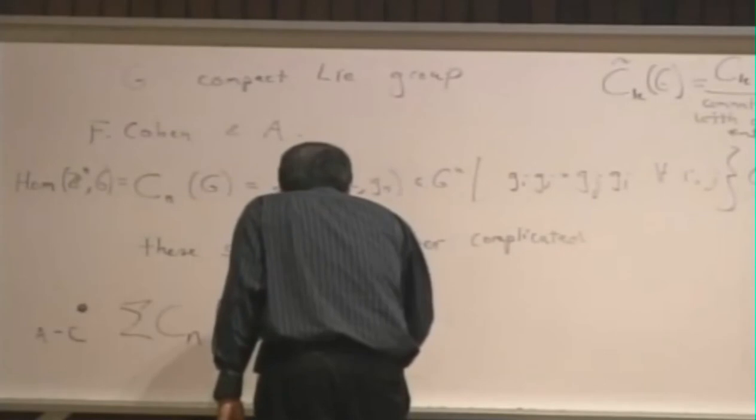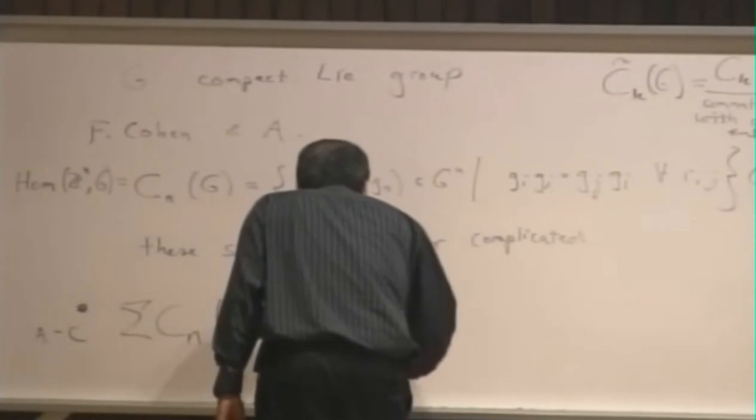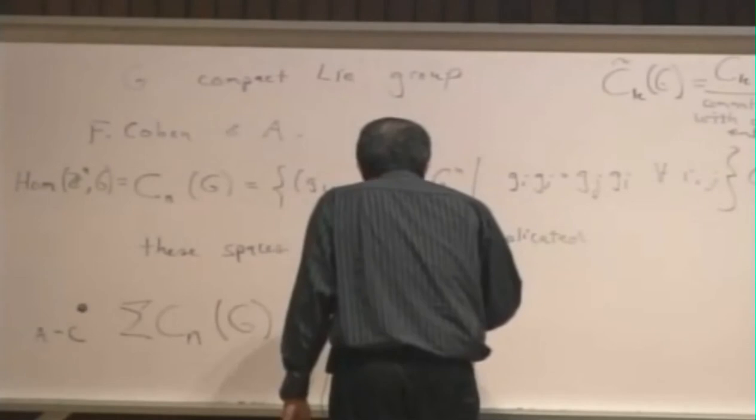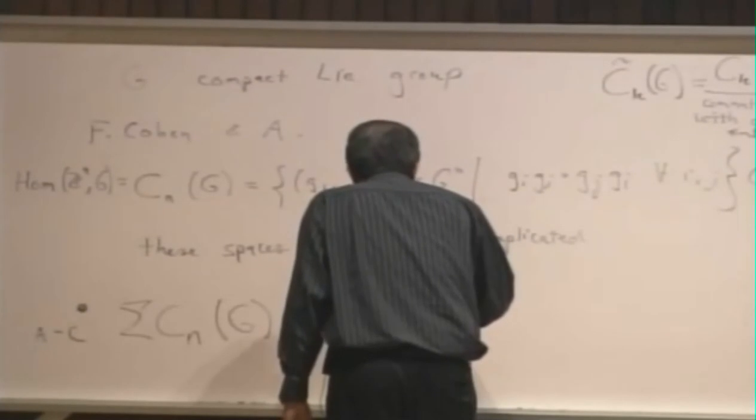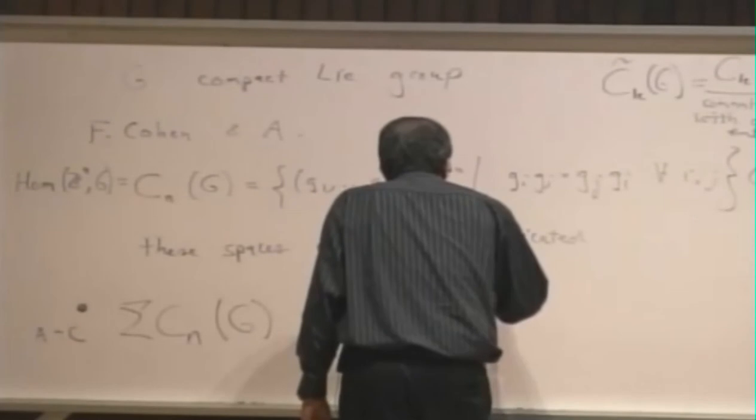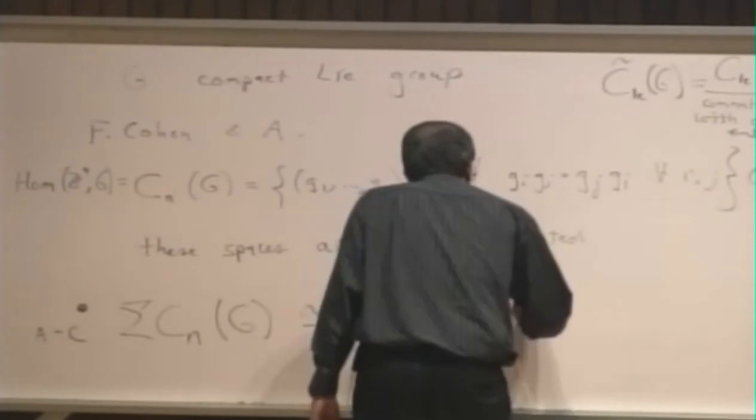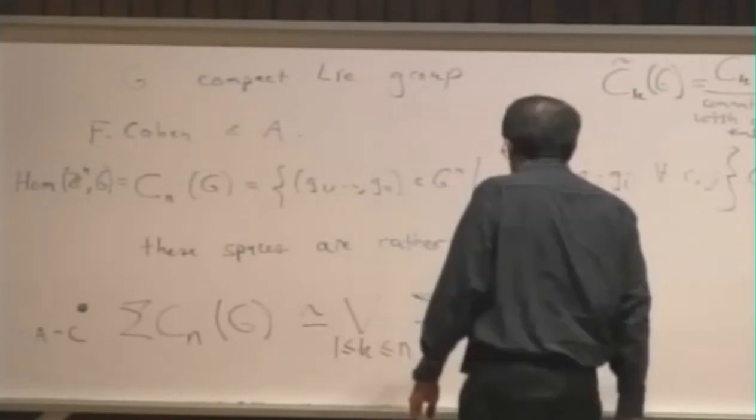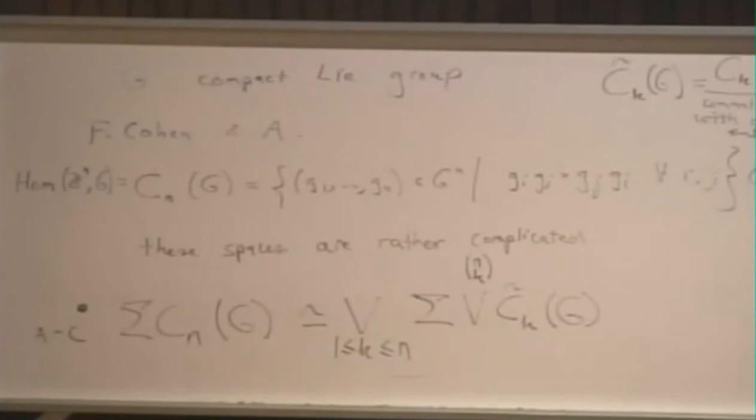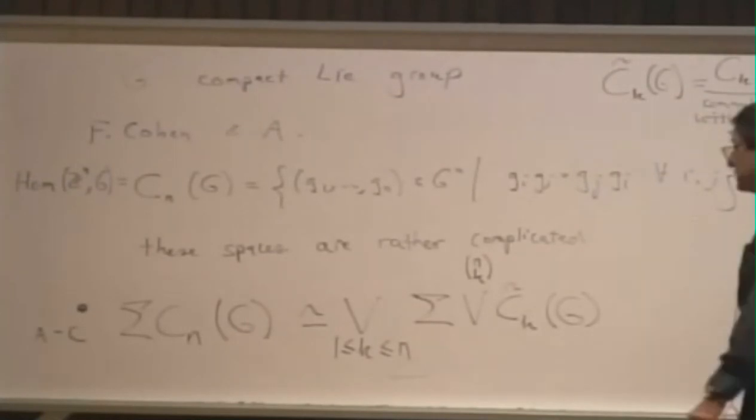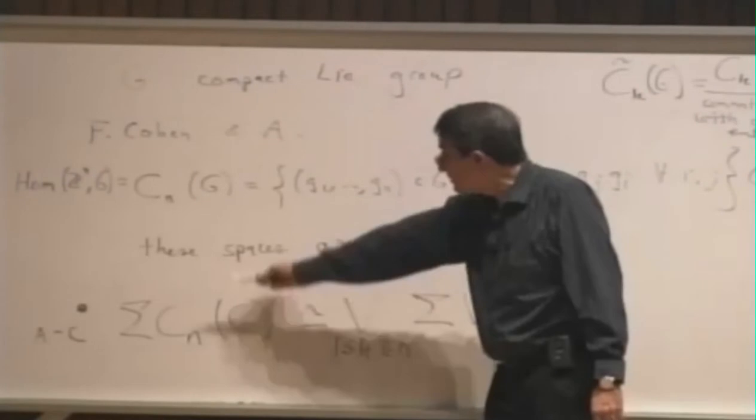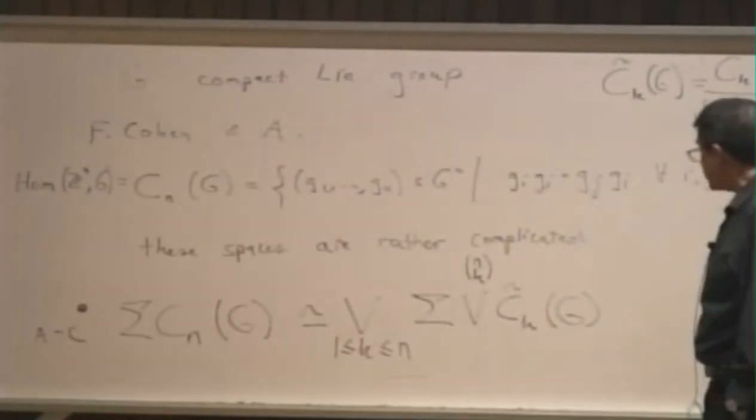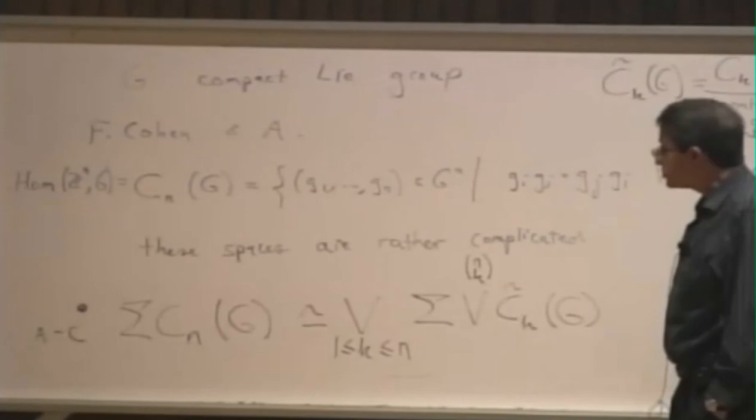We take the suspension of C_n of G. This is homotopy equivalent to a wedge of the suspensions of these pieces. A nice little formula like that. So what that's telling you is that if you want to understand the homology of these commuting n-tuples, then you have to understand the homology of all these pieces which go into the formula.